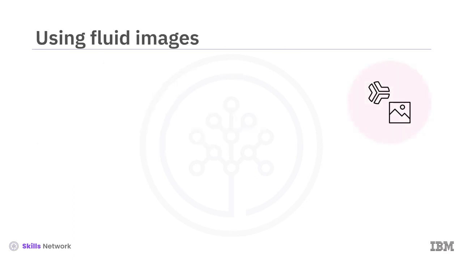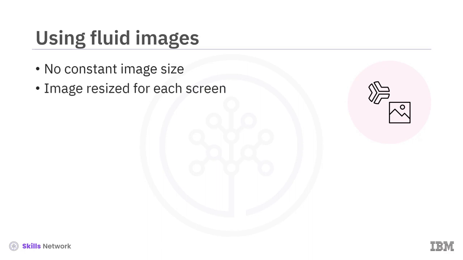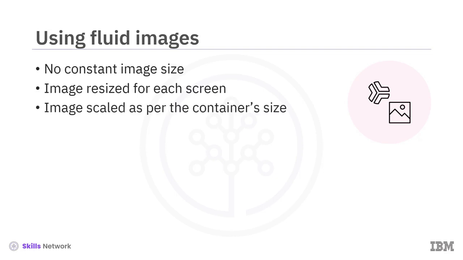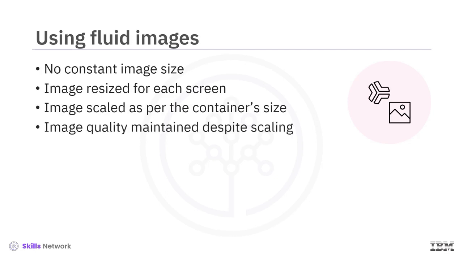Using fluid images implies ensuring that an image does not have a constant size across all devices. It means that an image in a layout is resized for each device screen. Images are fluid like water and take on the size of the container. As a developer, you create an image and instruct the browser to scale the image as per the container size. Note that the image quality is maintained, despite the scaling.